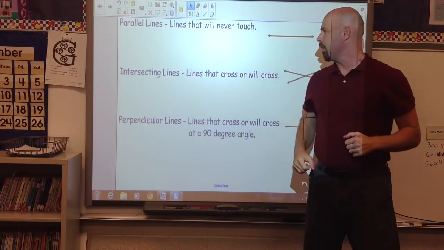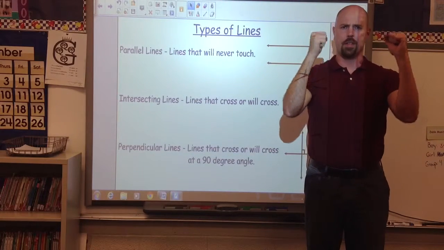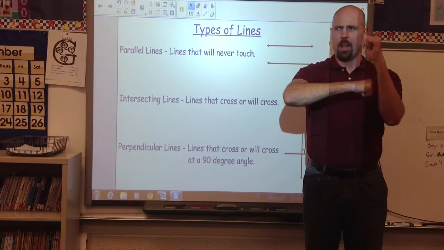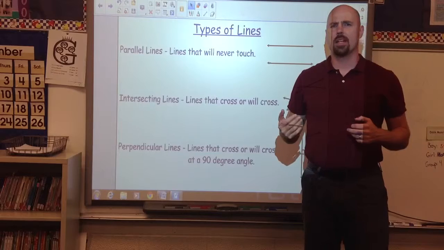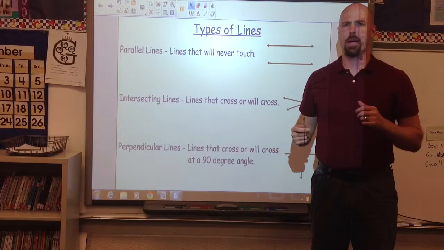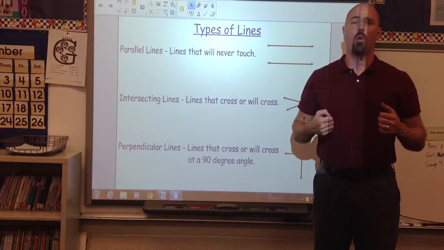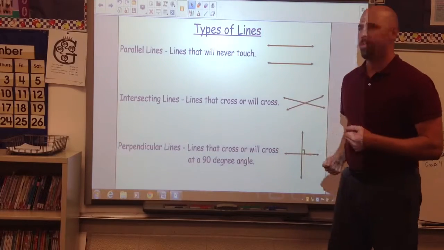Okay? So we have three types of lines that we're looking at: parallel lines, intersecting lines, and perpendicular lines. And we start off looking at them as just lines, but then we'll look at shapes and identify the shapes and say, where do we see the parallel lines in this shape? Where do we see perpendicular lines in this shape? Where do we see intersecting lines in this shape? And those are our three types of lines.